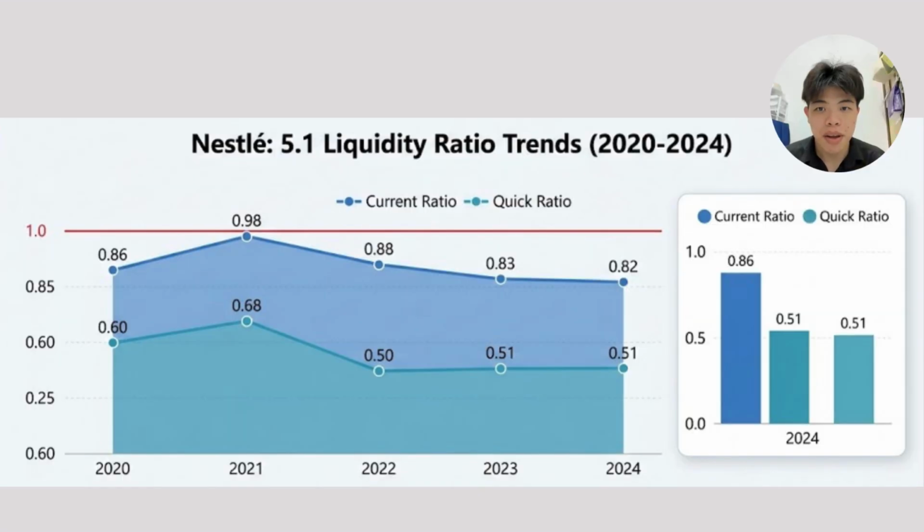Okay, now we talk about the 5.1 liquidity ratio trends from 2020 until 2024, and think of the current ratio like your wallet checks. When it is below 1.0, people will think the company is broke. However, for a giant like Nestle, it is actually a sign of power. They have such a strong relationship with the suppliers that they can delay paying their bills, so they have a high accounts payable, but essentially they are using the supplier's money to run their business interest free. It is not broke, it's called capital efficiency.